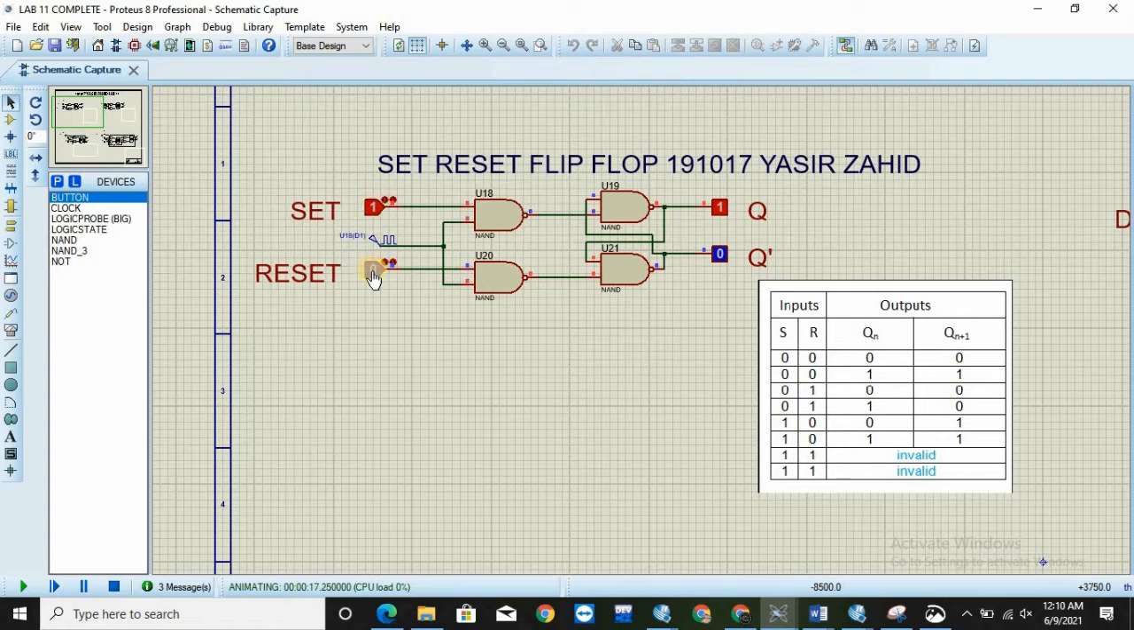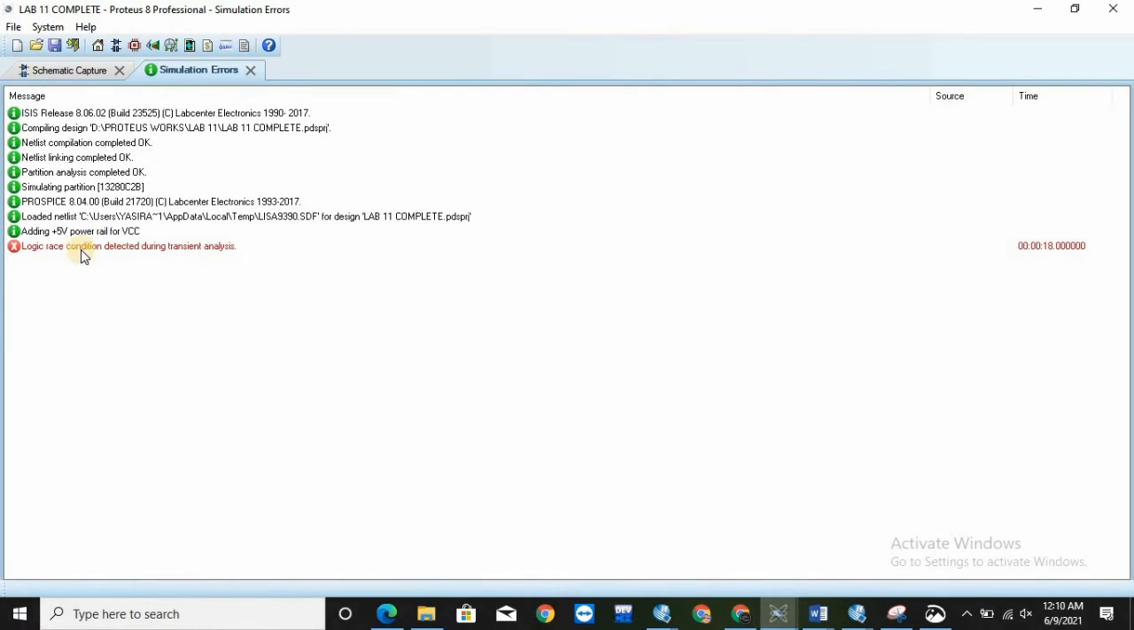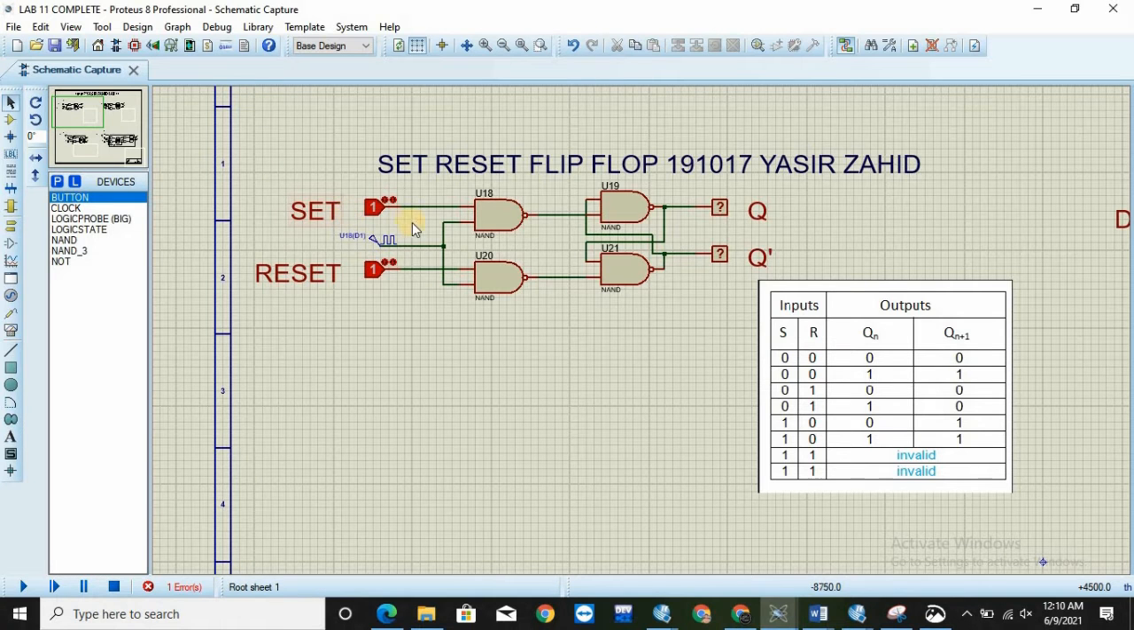This will stay as 1, and this is known as the memory part of the basic SR flip-flop. But if I make both these 1, it is going to give us error. You can see right here. So this 1 1 is considered to be the forbidden condition.